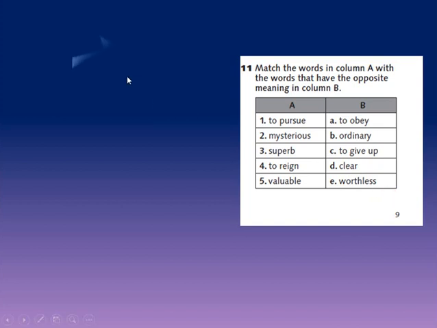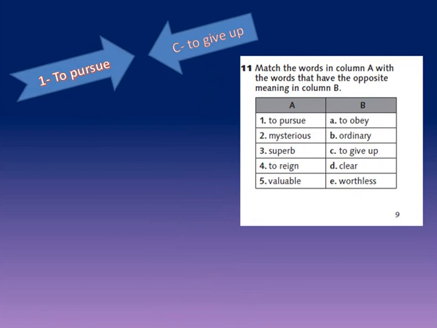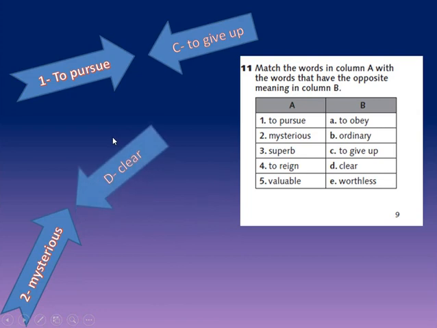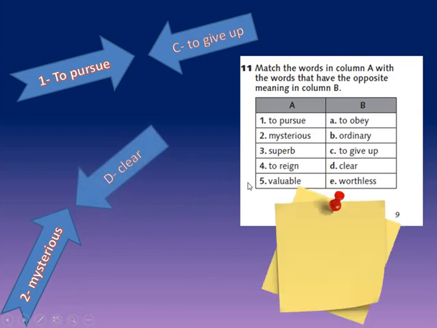Now look here at number 1. To pursue, the opposite word here is to give up. They are opposites. Yes, to pursue, to give up. Mysterious, and the opposite word of mysterious is clear. Now I want you to complete number 4 and number 5 as homework. So please complete or match number 4 and number 5 with the correct opposites.